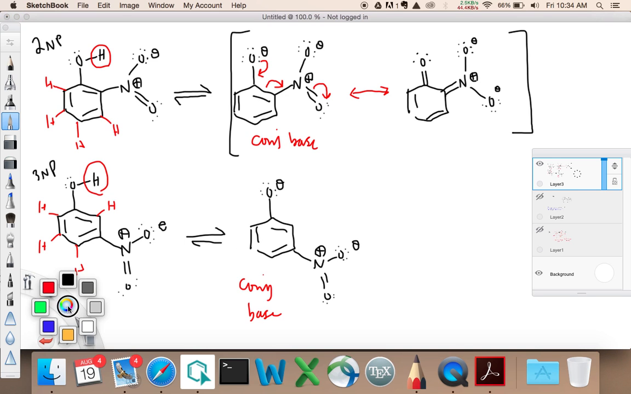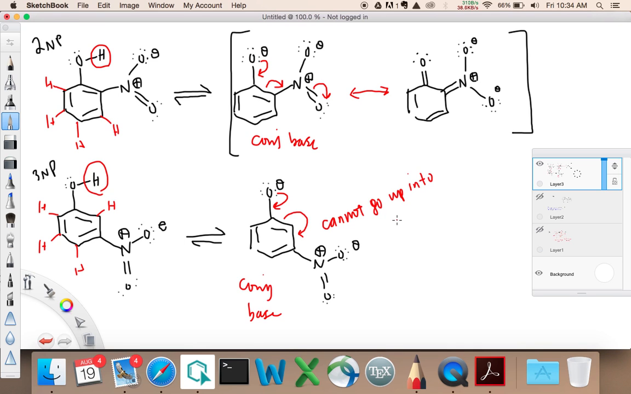Now let's come over here and see if we can do the same thing over here. And if this guy goes here, this guy can go here, and these electrons simply, we can't get these electrons up in the system. Okay, so they're not going to go up into the nitro. Cannot go up into nitro group. Okay. Let's try another way.